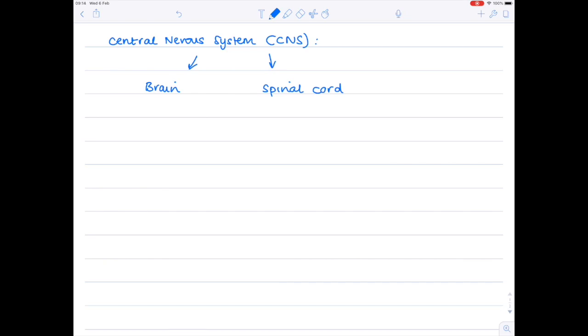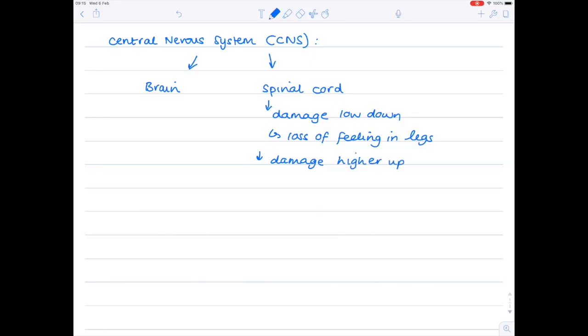Now, if you have damage to your spinal cord, clearly electrical impulses won't be able to reach the bottom part of your body, so you end up with a loss of feeling in your legs. If you have damage higher up, so near your neck area, then you're going to lose that sense of feeling all the way down your body. So you're going to end up with loss of use of both your arms and legs, and we call this quadriplegia.